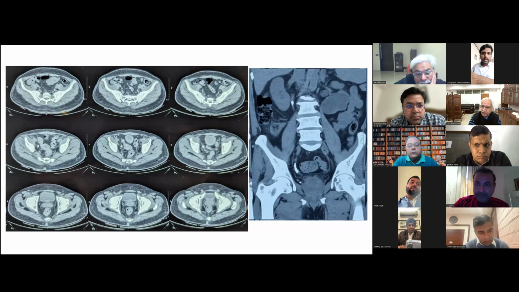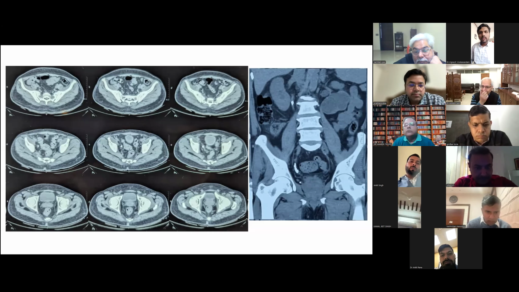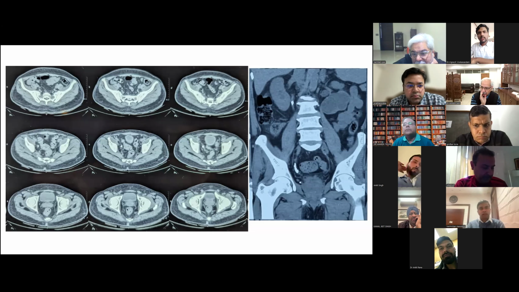Sir, for right side, I will do a stenting, and left side, I would like to do a PCN insertion. And I can measure the 24-hour urine output and urine volume, and I can calculate the differential function also to see whether it's functional or not. See, there's such a big stone on the right lower ureter. Say the stent does not go then.